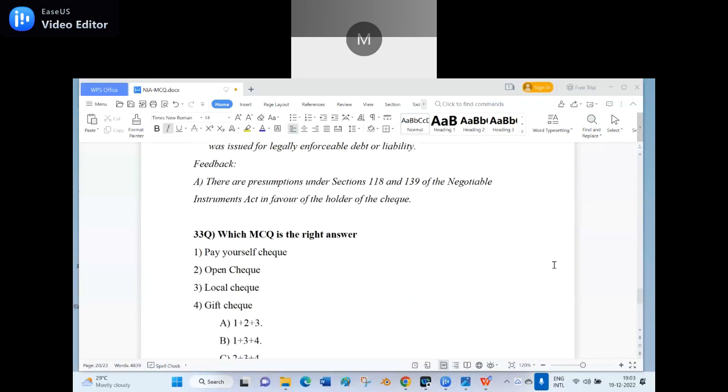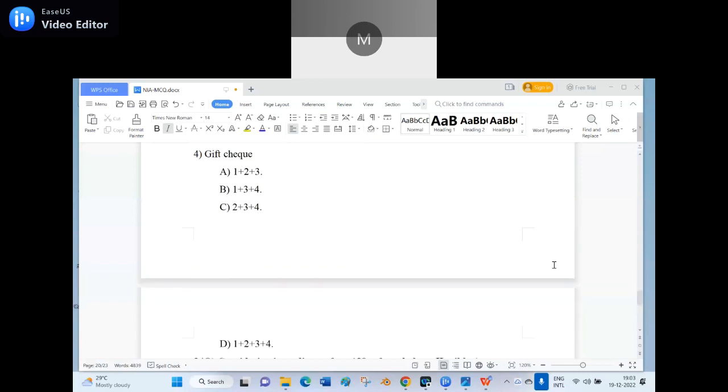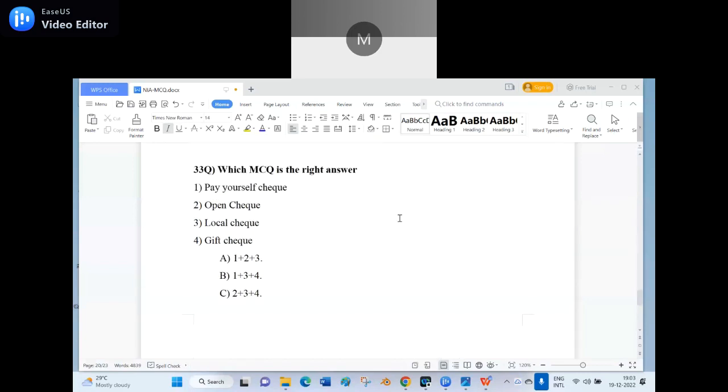Okay, 33rd question. I think it's an easy question. I want to know how far you can make it out. Which multiple choice option is the right answer? 1. Pay yourself check. 2. Open check. 3. Local check. 4. Gift check. Option A, 1 plus 2 plus 3. Option B, 1 plus 3 plus 4. Option C, 2 plus 3 plus 4. Option D, 1 plus 2 plus 3 plus 4.